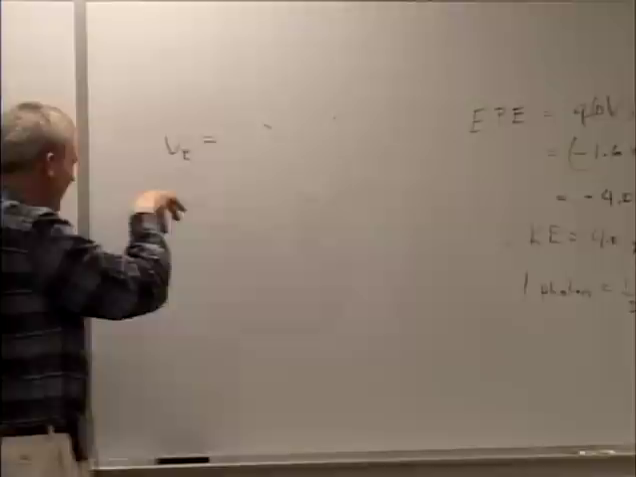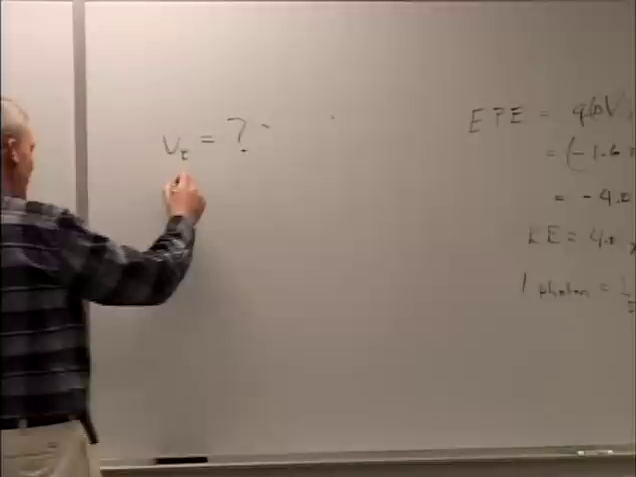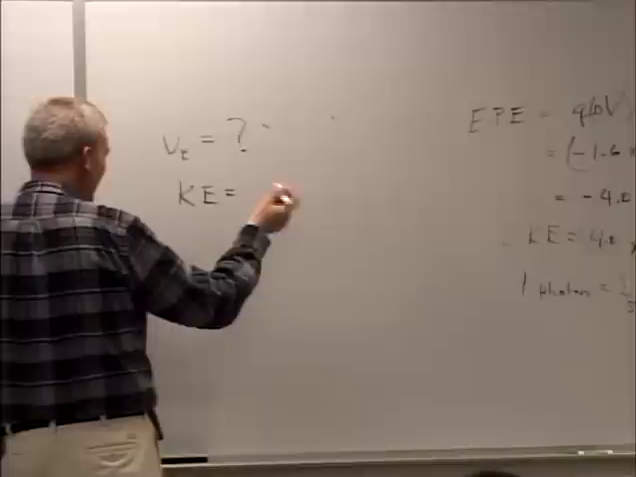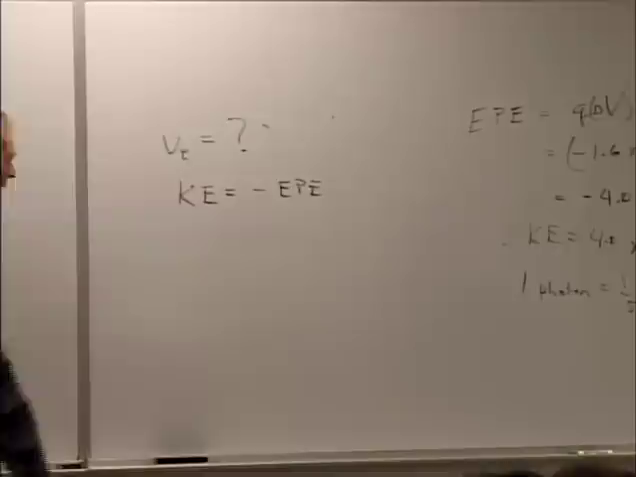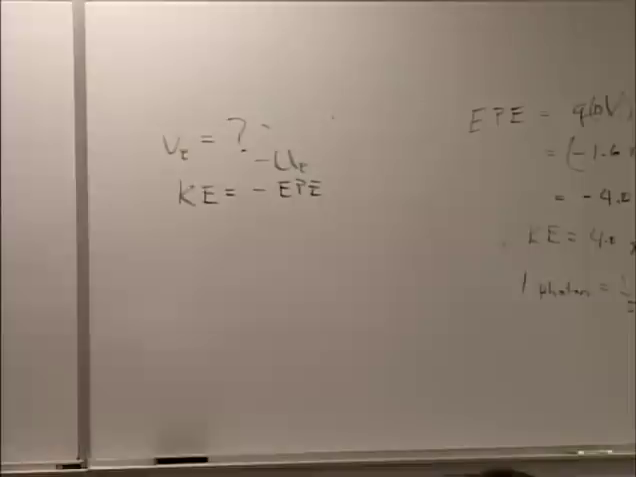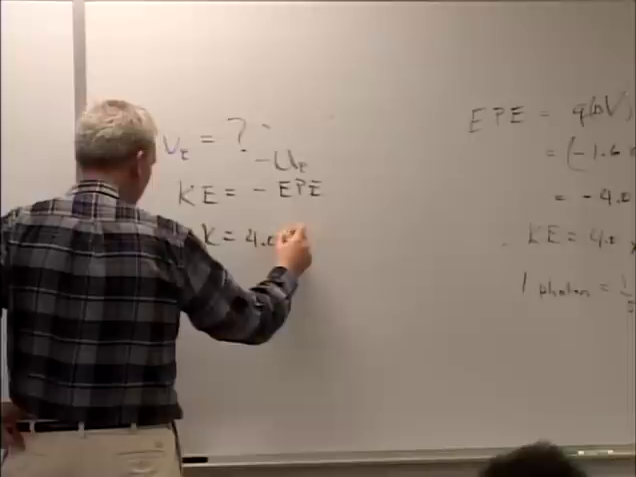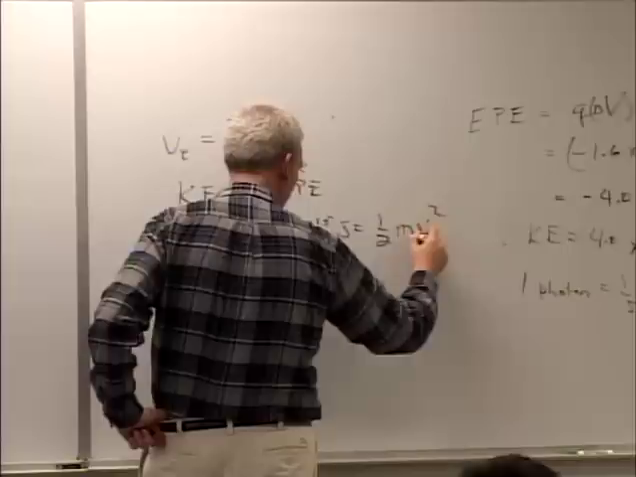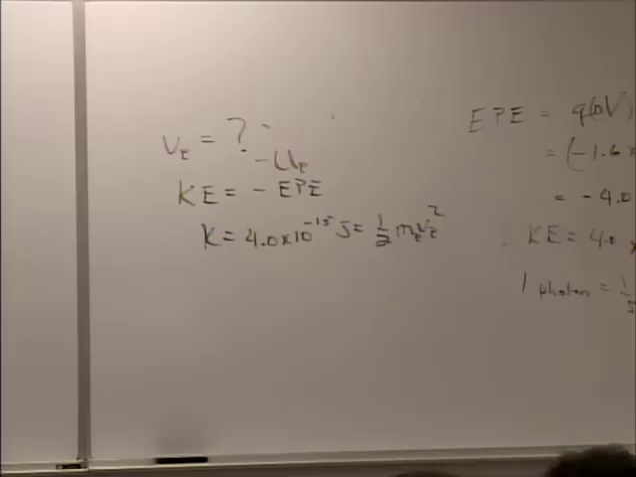We know that the kinetic energy is equal, magnitude-wise, to the opposite of the electric potential energy. Your book uses UE; sorry, I should use that. Electric potential energy and UE are the same thing. So KE is equal to 4.0 times 10 to the negative 15 joules, which equals 1/2 m v of the electron squared, where m is the mass of the electron. What's the mass of an electron? 9.11 times 10 to the negative 31 kilograms.